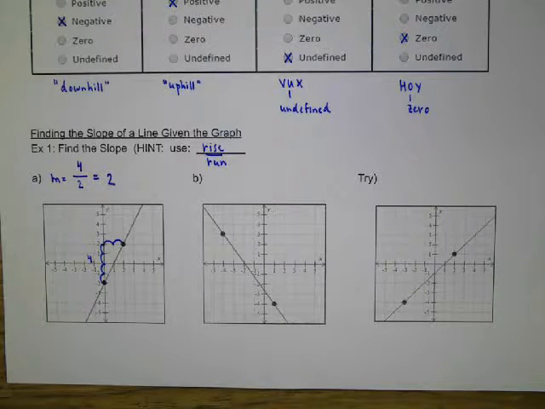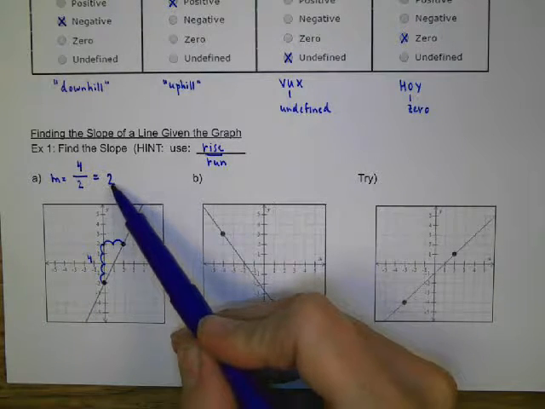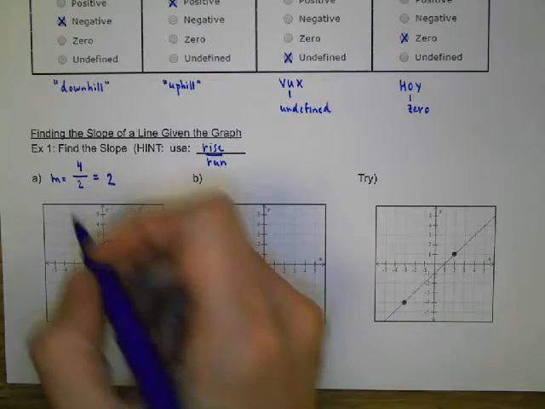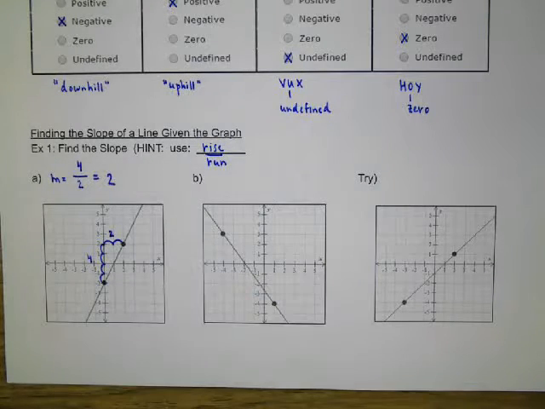And I always recommend doing a quick check. If I have a positive slope, my line should be going uphill. And if I look back at my line, it is. So that answer seems reasonable.